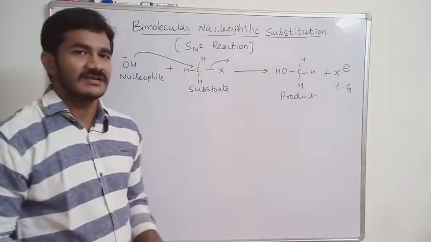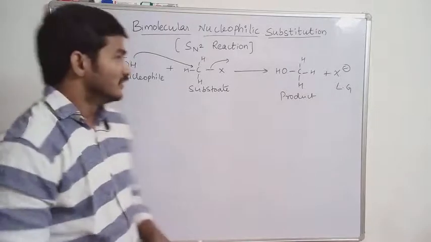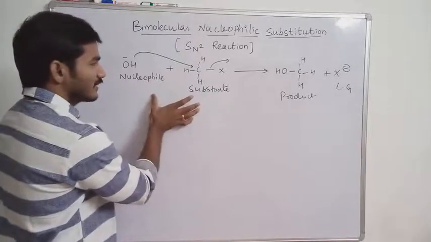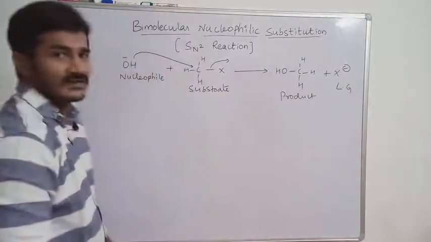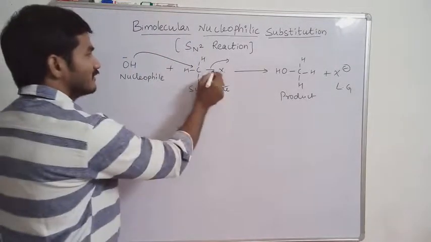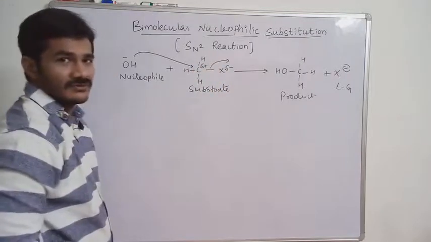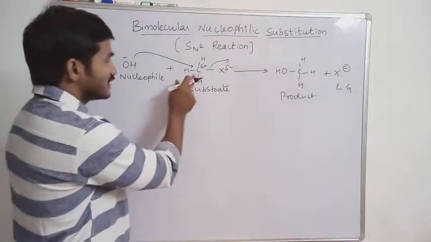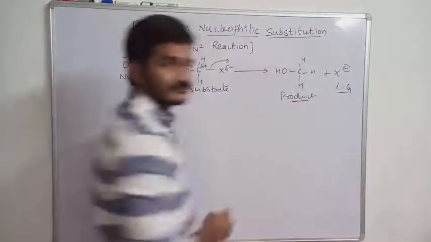Particularly for SN2, we will discuss the mechanism and stereochemistry also. So this is one nucleophile, one substrate. These two are combined together, forming one product and a leaving group. Whenever halogens are attached to carbon, the halogen becomes negative and this carbon becomes positive. Whenever electropositive carbons are there, the nucleophile can attack easily so that it can form one product and one leaving group.